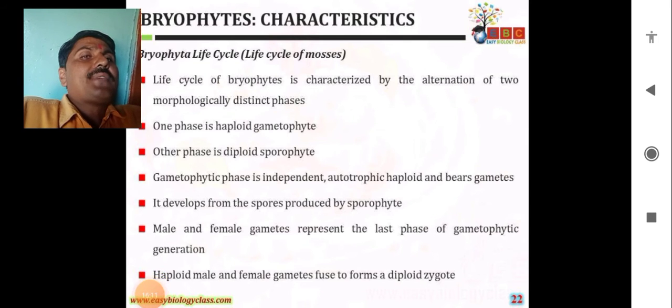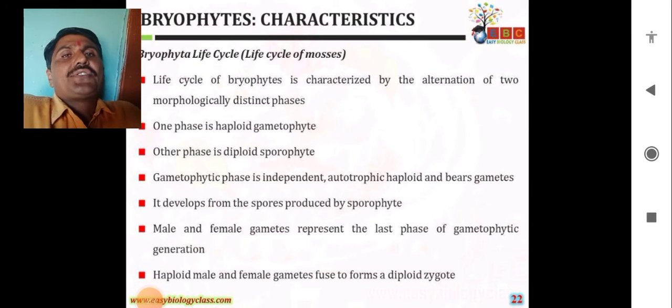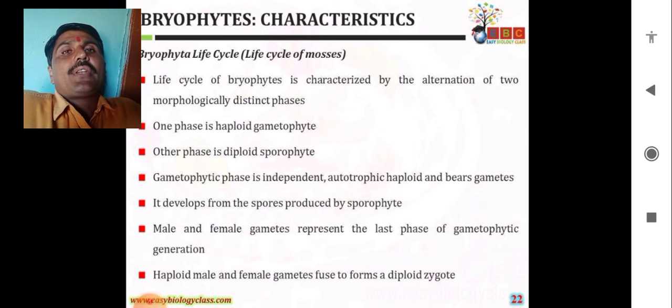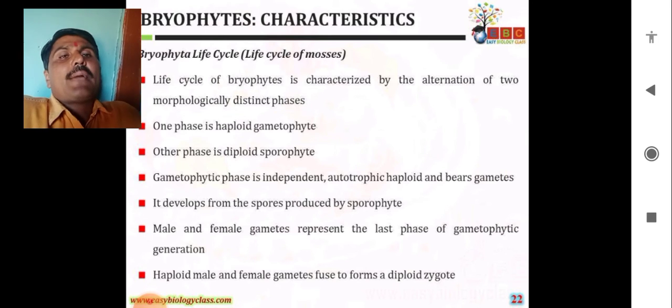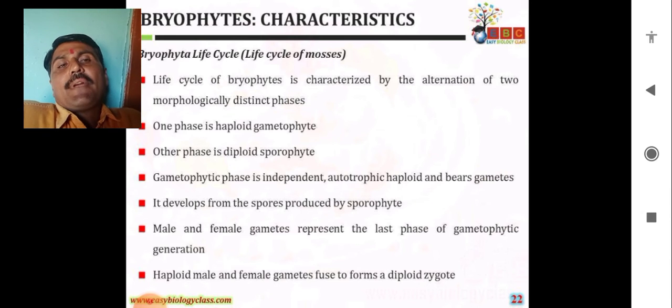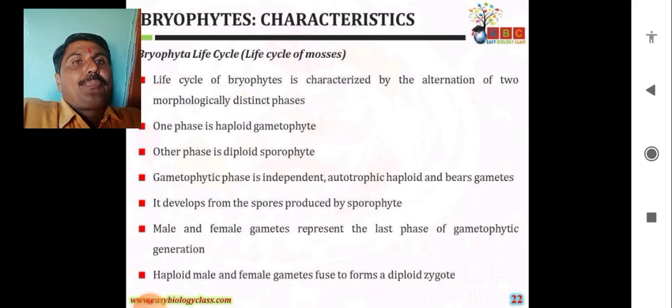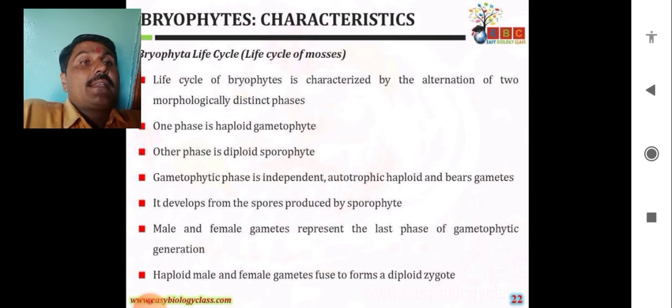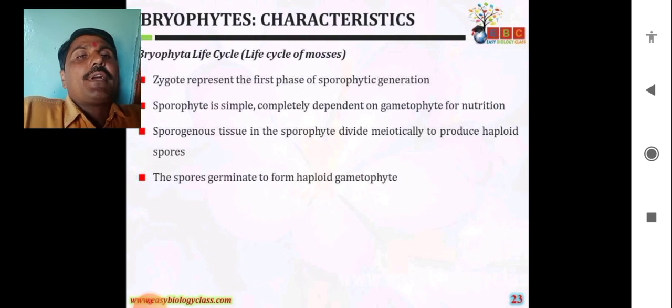Well, the life cycle of the mosses, we'll have in short a discussion about this life cycle. A life cycle of bryophyte is characterized by the alternation of two morphologically distinct phases. One phase is the haploid gametophyte, and the other phase is the diploid sporophyte. Gametophytic phase is independent, autotrophic, haploid, and bears gametes. It develops from the spores produced by the sporophyte. Male and female gametes represent the last phase of gametophytic generation. Haploid male and female gametes fuse to form a diploid zygote.